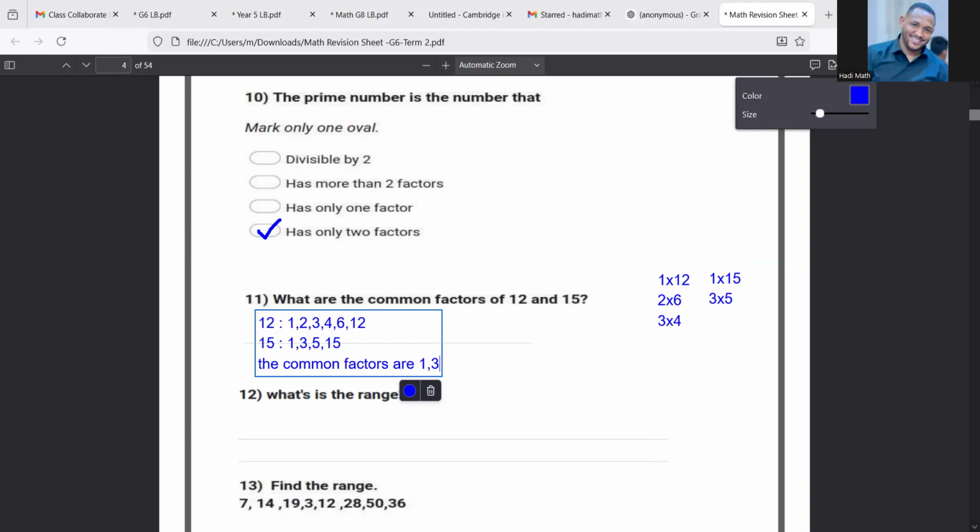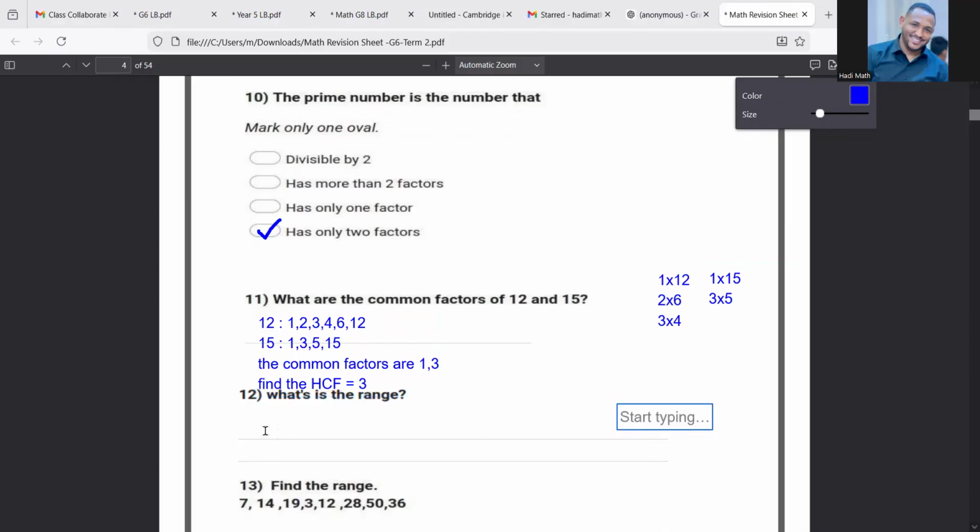Additional question. If they ask you find the HCF, we mean the highest common factor. It means the highest common factor. The highest common factor, go look for the common factors, which are 1 and 3. Which one of them is highest? The highest is 3. If they ask you about the highest common factor.